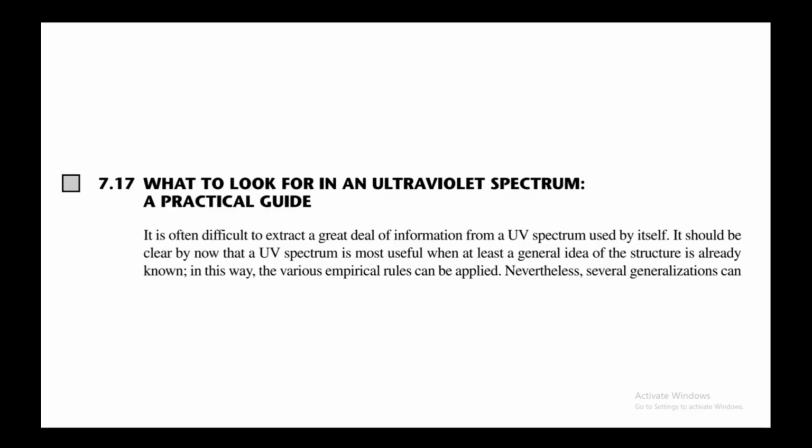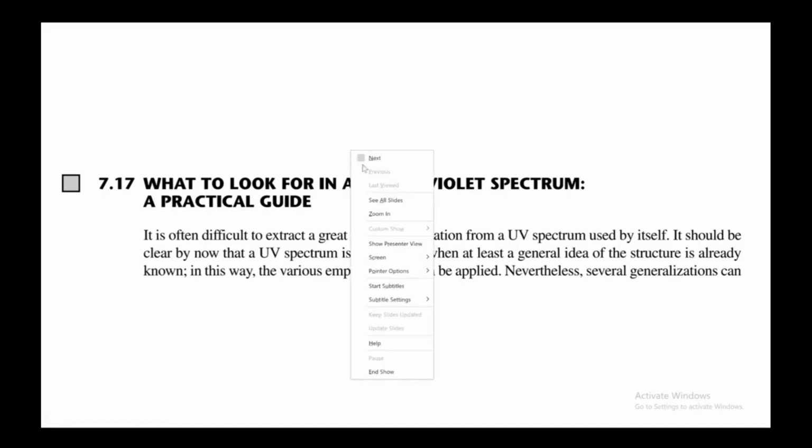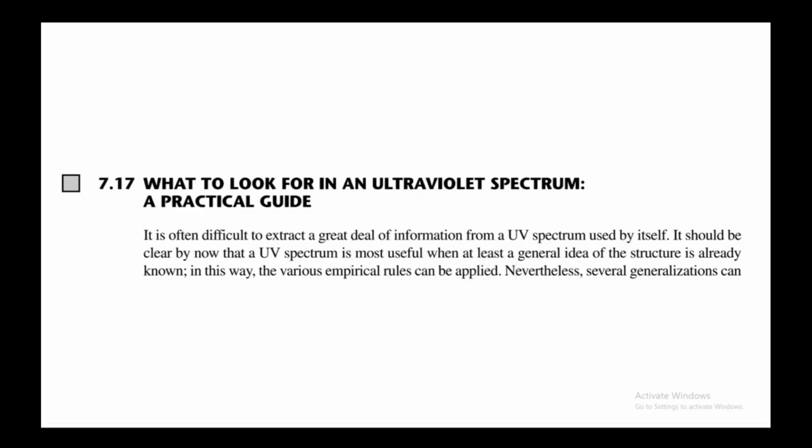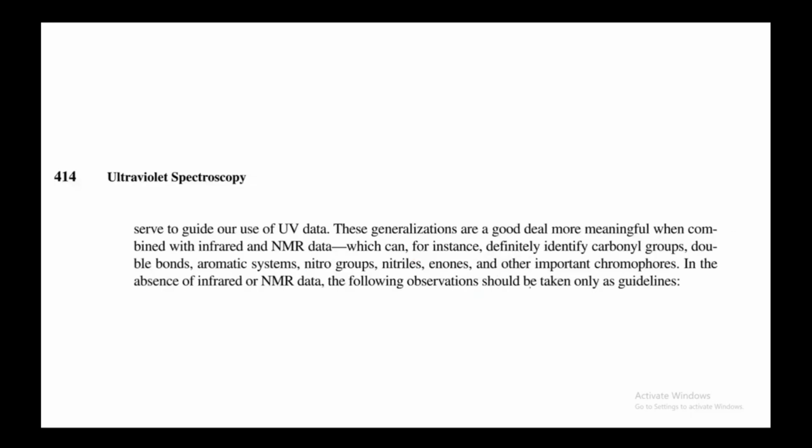Let's get back to the topic, that is, what to look for in an ultraviolet spectrum, a practical guide, and I am following the book written by Pavia. Okay, and it is often difficult to extract a great deal of information from a UV spectrum used by itself. It should be clear by now that a UV spectrum is most useful when at least a general idea of the structure is already known. In this way, the various empirical rules can be applied.